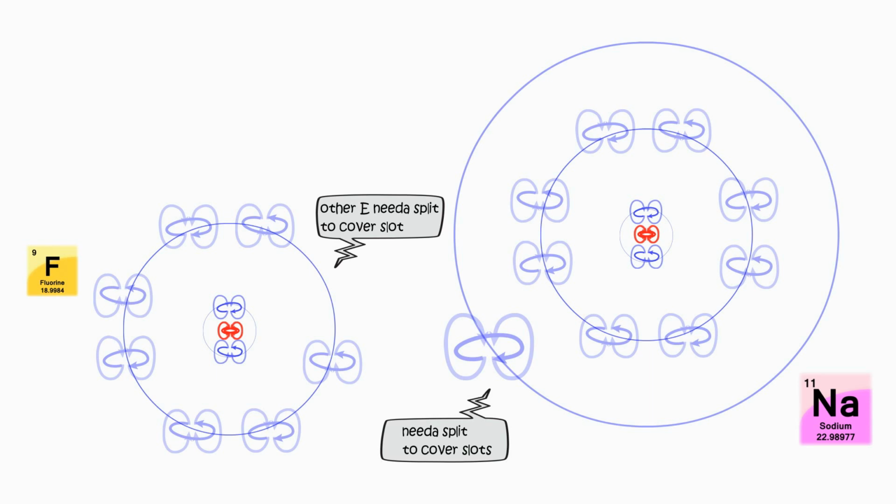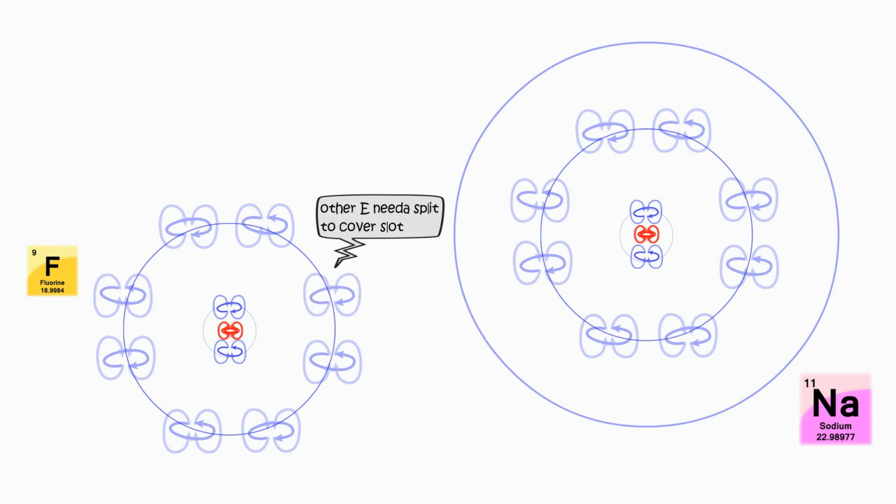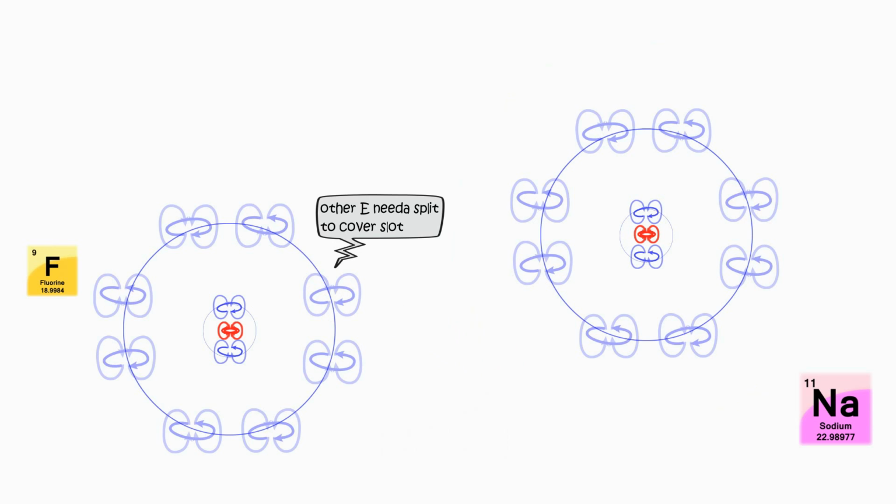Ionic bond. So 1 electron from sodium's third shell jumps to fluorine's second shell, completing both atoms' second shell. Then sodium's positive charge attracts fluorine's electron to balance charge, forming an ionic bond.